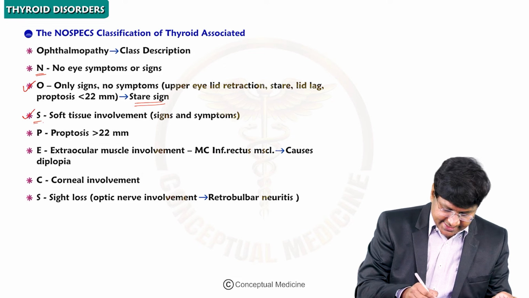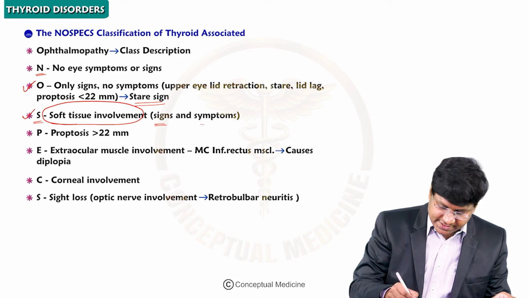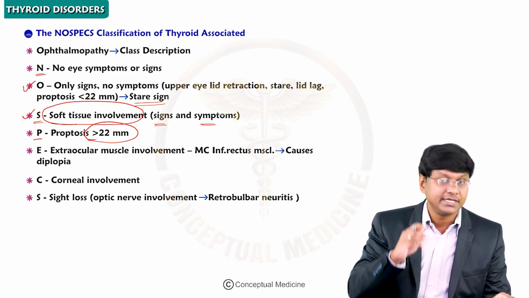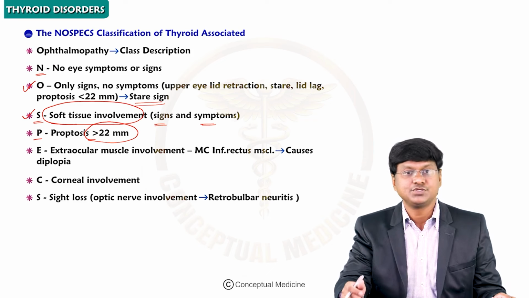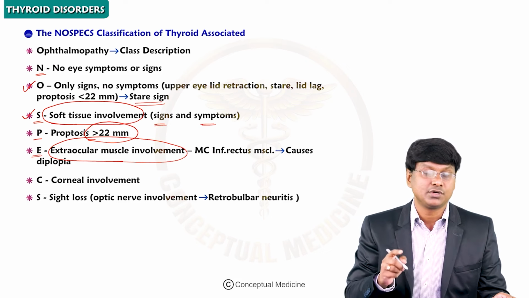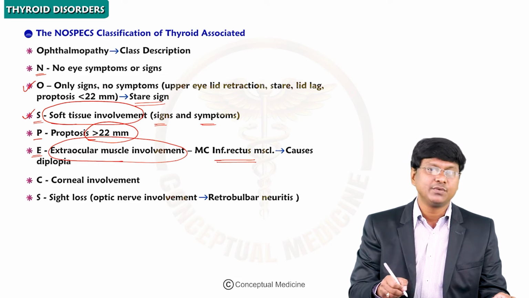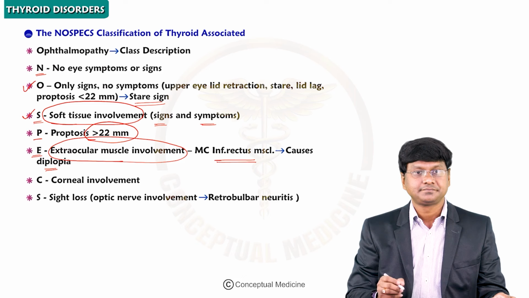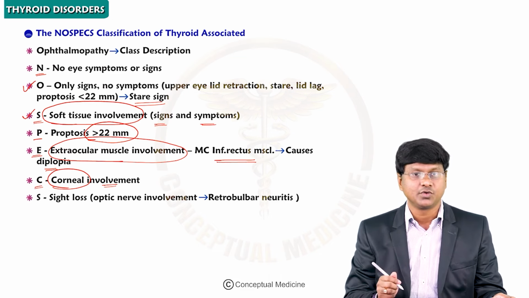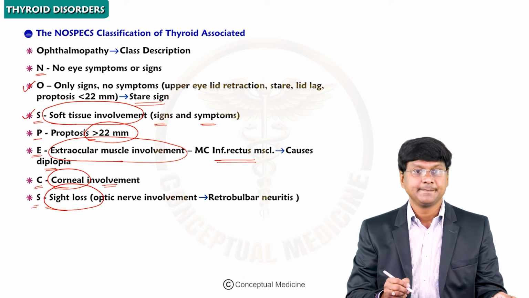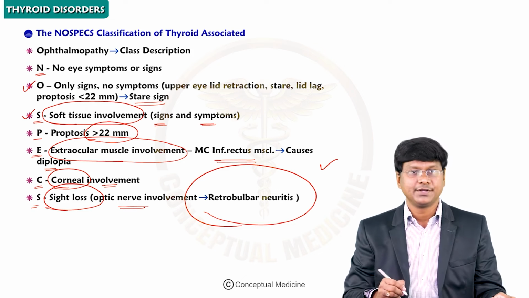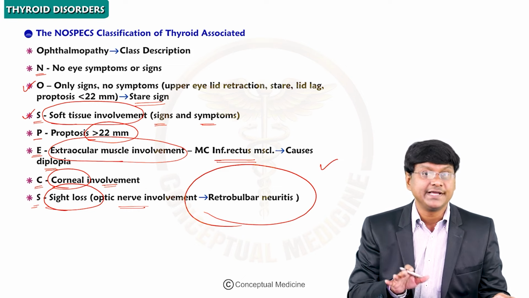The letter S stands for soft tissue involvement, where there are signs as well as symptoms. The letter P is proptosis, where there will be protrusion of the eyeball for more than 22 mm. The letter E is extraocular muscle involvement. And remember, the most common extraocular muscle involved is the inferior rectus muscle, and because of this, the individual will have diplopia. The letter C stands for corneal involvement. And lastly, the letter S stands for loss of sight, which is due to optic nerve involvement, where the individual will develop retrobulbar neuritis. So this is your NO SPECS classification of thyroid associated ophthalmopathy.